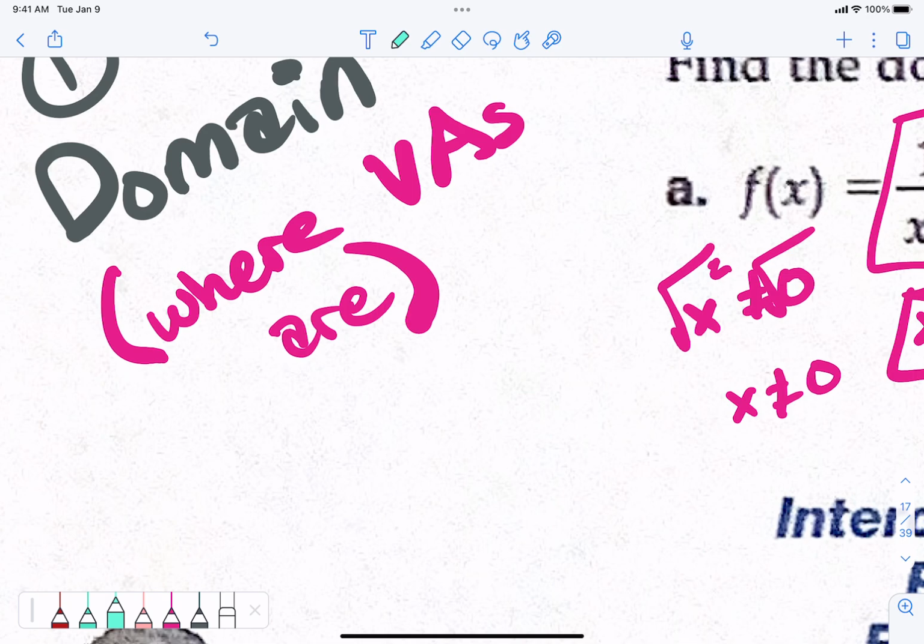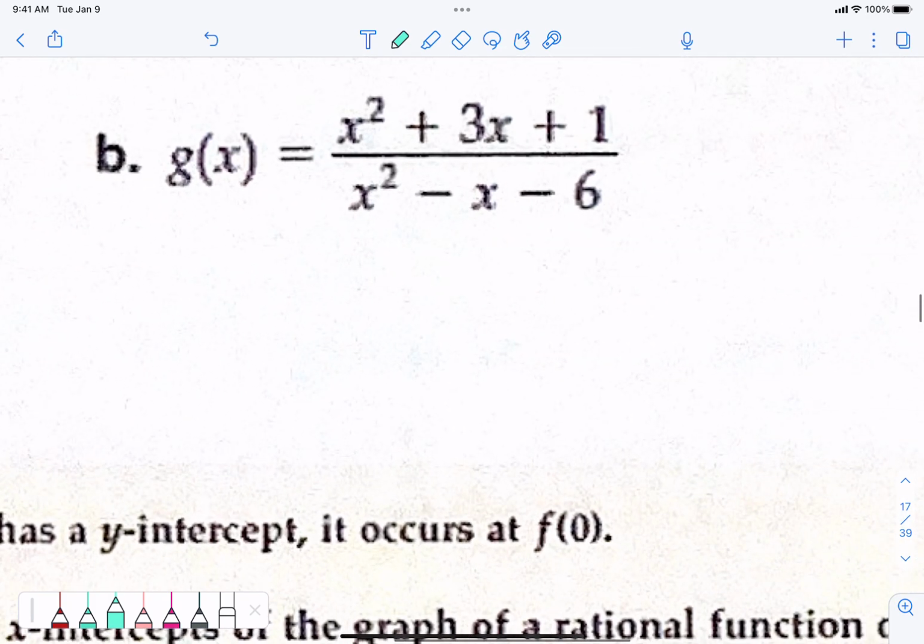Does that make sense? Domain and VA are just like the same thing, right? Where the domain fails is where the VA happens, okay? We don't ever want to divide by 0, so I'm going to worry about this denominator. But it can break down.